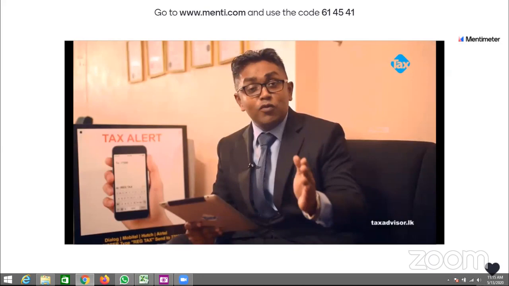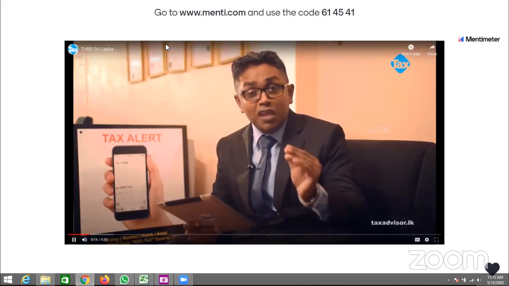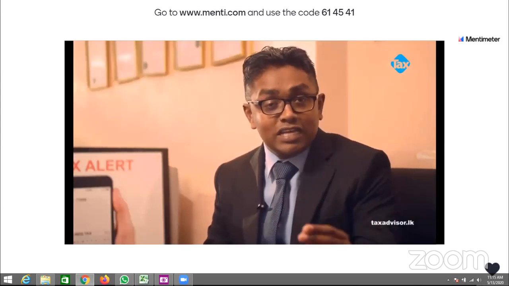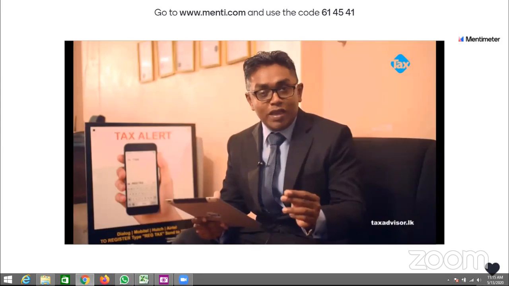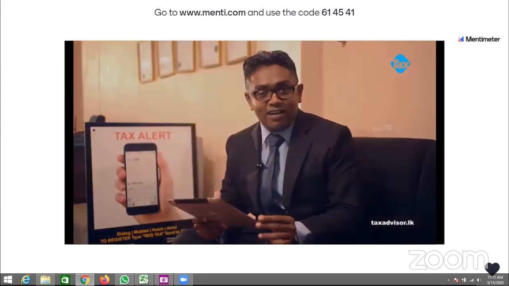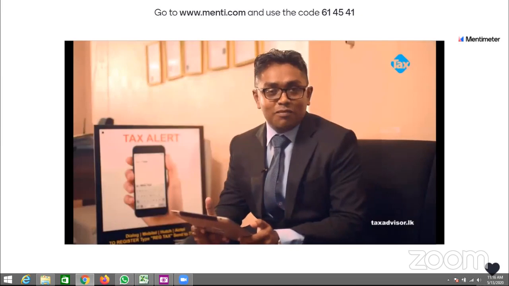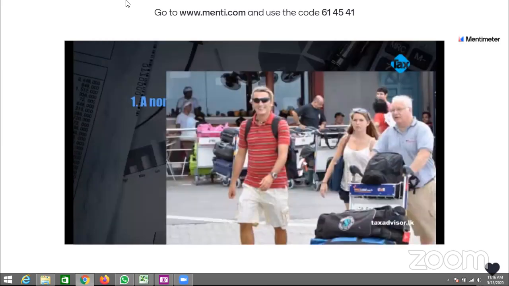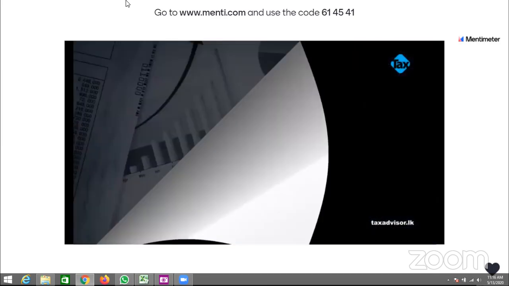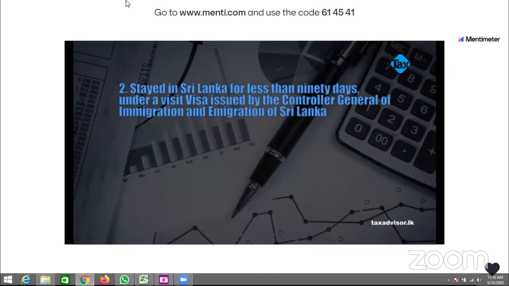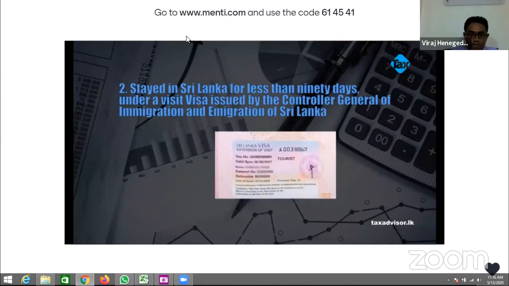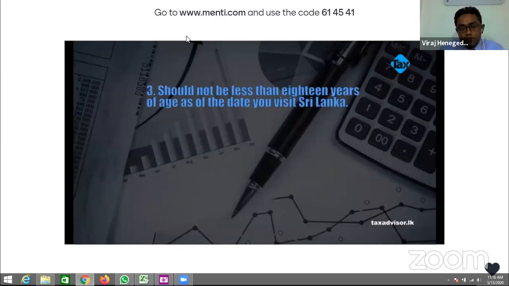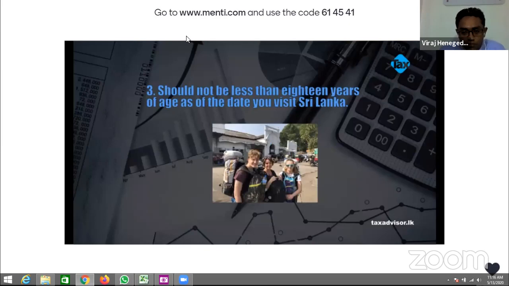In Sri Lanka, if you are charged 50,000 Sri Lankan rupees in VAT after making purchases at an authorized retailer who displays the tax-free shopping logo, you are entitled to claim a VAT refund when you leave Sri Lanka. You are eligible for the tourist VAT refund scheme if you fulfill the following criteria. A non-citizen and non-resident of Sri Lanka, stayed in Sri Lanka for less than 90 days, on a visit visa issued by the Controller General of Immigration of Sri Lanka, and should not be less than 18 years of age as of the date of your visit to Sri Lanka.